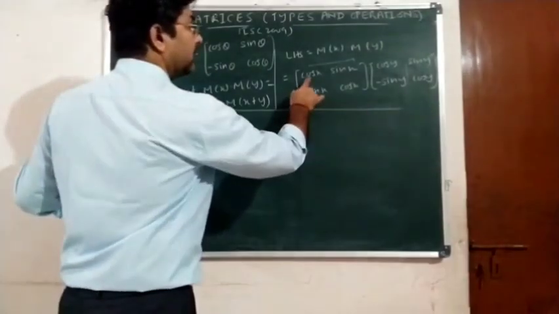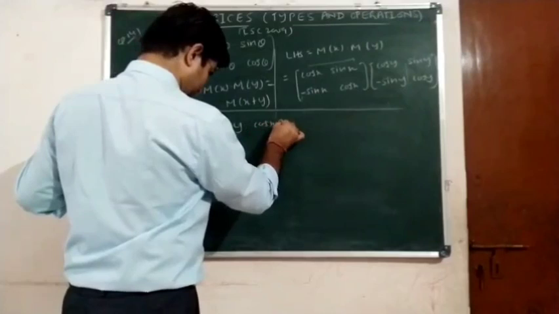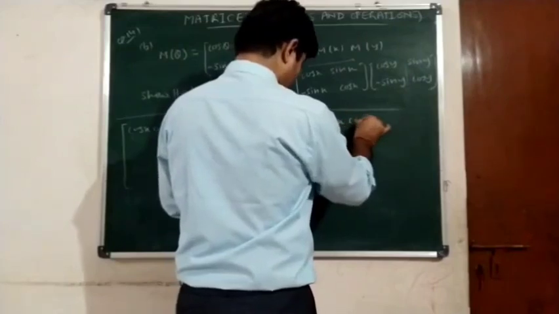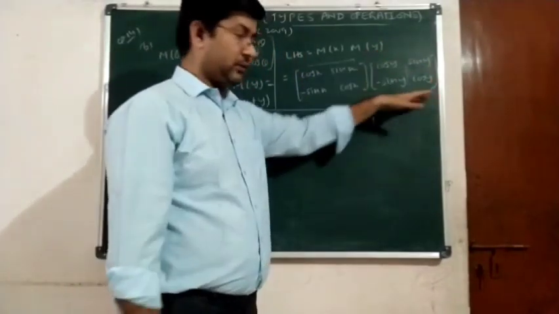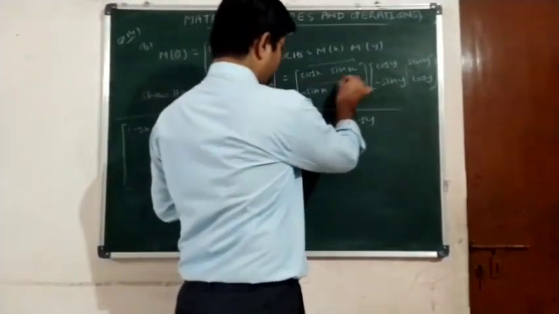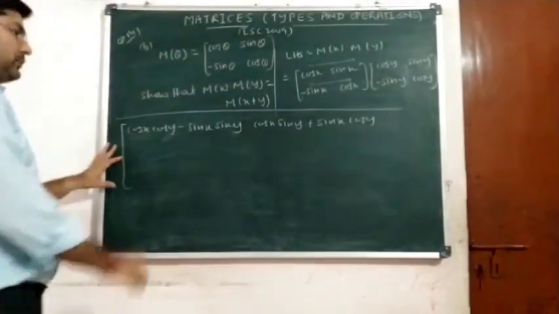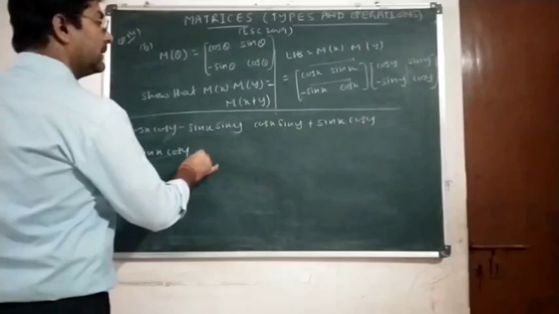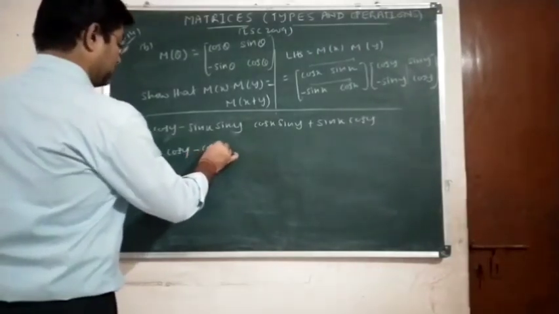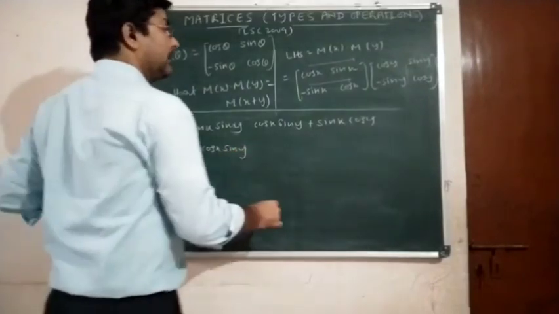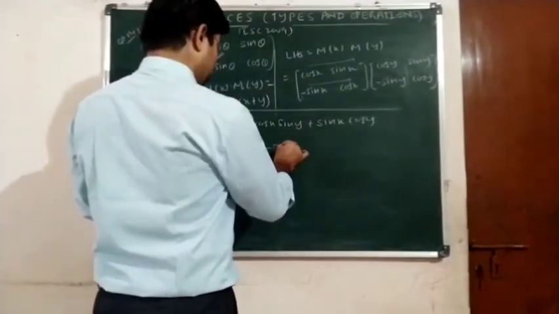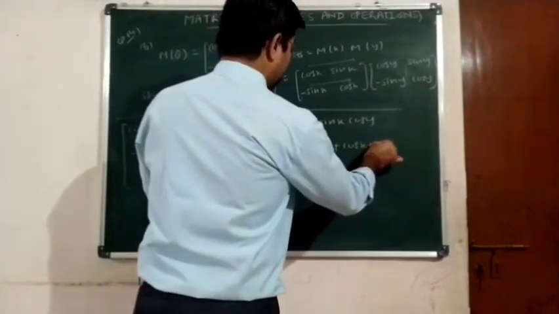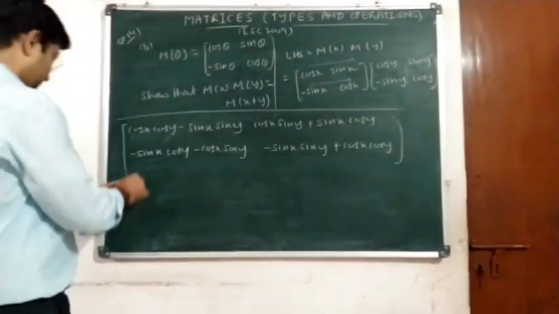Again cos x into sin y plus sin x into cos y. First row with second column. Now second row will be multiplied with first column. So minus sin x into cos y minus cos x into sin y. Again minus sin x into sin y plus cos x into cos y. So this is the product.